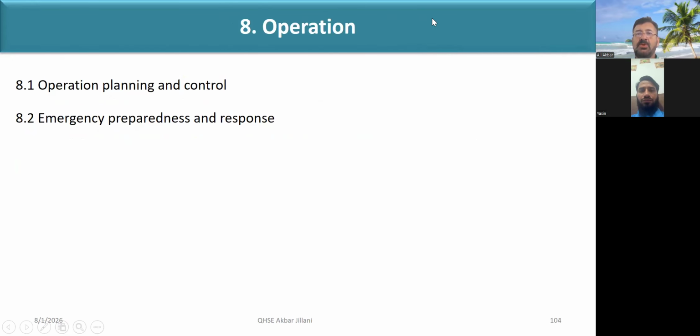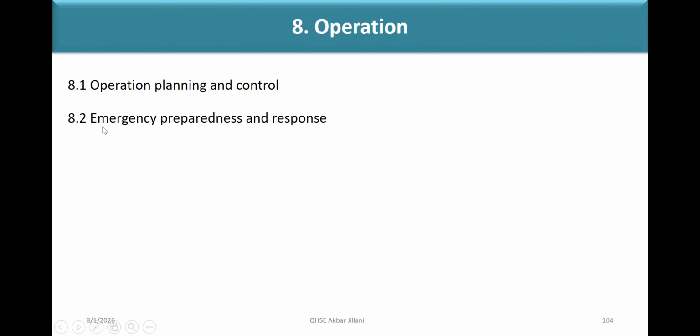Now let's come to the operation part. Operation planning and control, and emergency preparedness and response. This clause number 8 is longer than in ISO 14001 and 45001, because we have designed so many other processes in ISO 9001. So this clause is long in 9001.